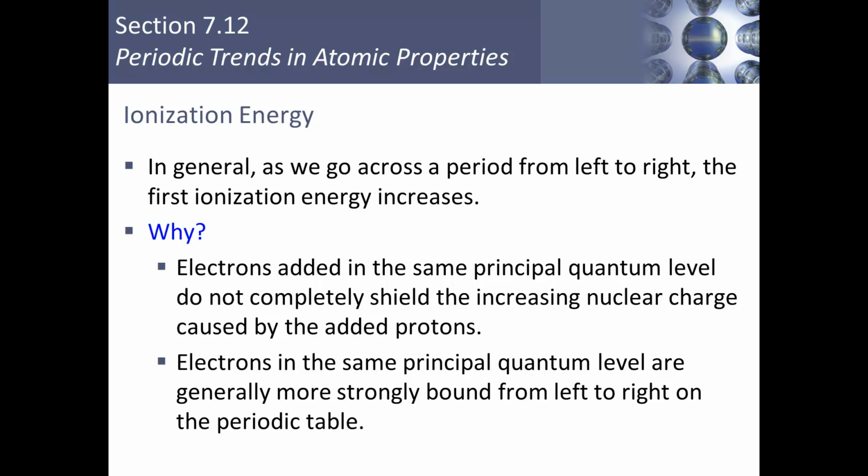Now, in general, as we go across a period from left to right, the first ionization energy increases. This is because electrons are added in the same principal quantum level and do not completely shield the increasing nuclear charge caused by the added protons. Electrons in the same principal quantum level are generally more strongly bound from left to right on the periodic table.